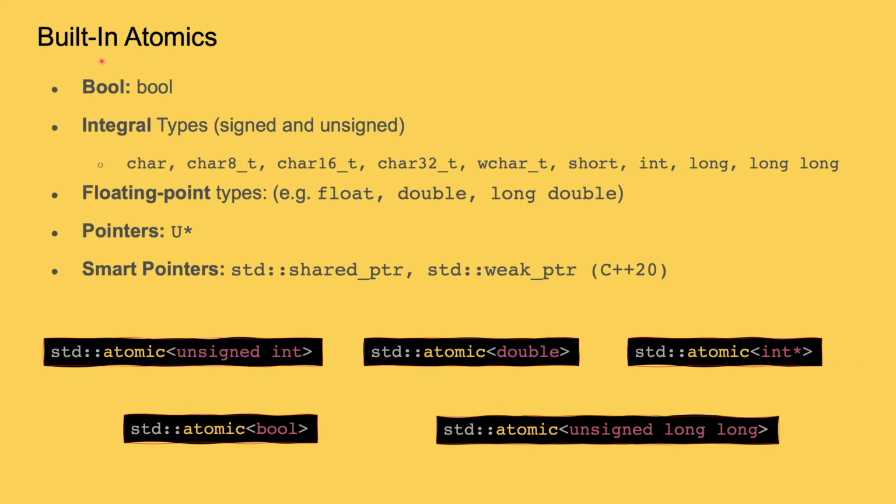Almost all built-in types can be atomic. A Boolean, all integral types, including signed and unsigned, such as character, 16-bit characters, 32-bit characters, short, int, long, and long long, they can all be defined to be atomic. Floating point types like float, double, and long double can also be atomic. Pointers to anything can be atomic, and recently in C++20, smart pointers can also be atomic. So basically, you can define your atomic variables using std::atomic, and then inside these angle brackets, the type of the variable that you want. This one shows an unsigned int, a double, int star, which is a pointer, a boolean, or an unsigned long.